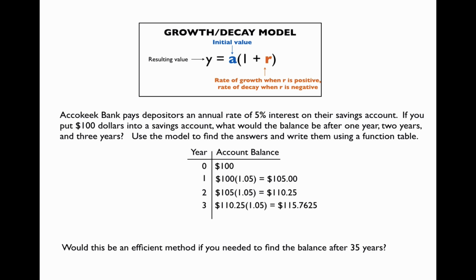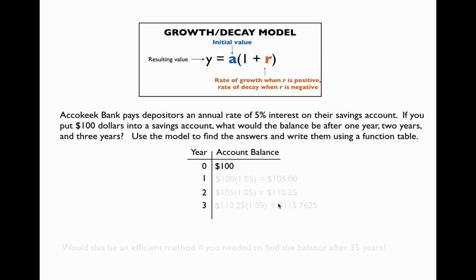So my question to you is, would this be an efficient method if you needed to find the balance after 35 years? And as we discussed in class, this would not be an efficient method. Why? Well, in order to find year 2, we needed to know the balance of year 1. In order to find year 3, we'd need to know the balance of year 2. In order to find year 4, we'd need to know the balance of year 3, and so on and so on. In order to get to the 35th year, you need to go through all of the other years. That's 35 calculations that you don't want to do. So let's see if there's a better way.